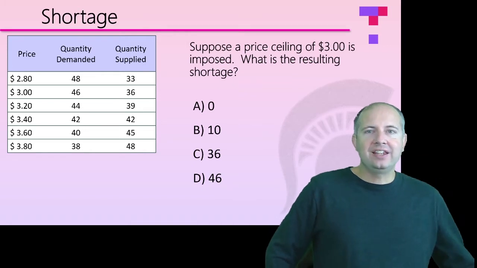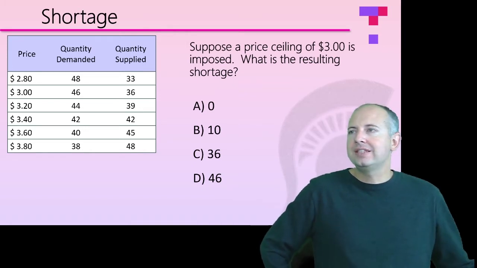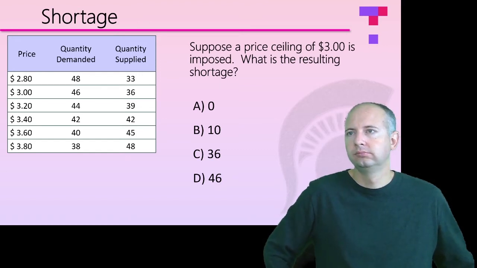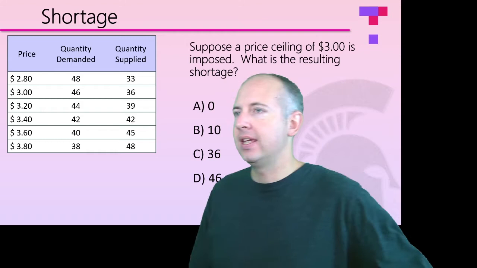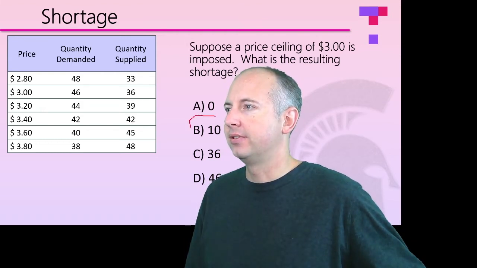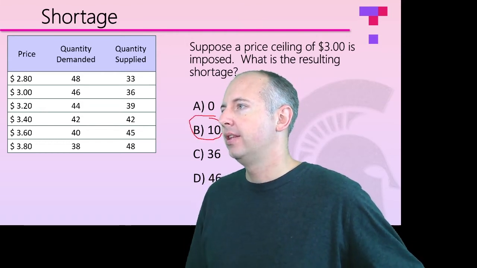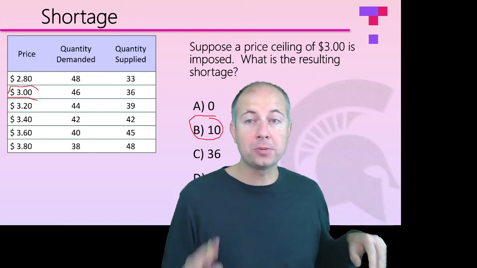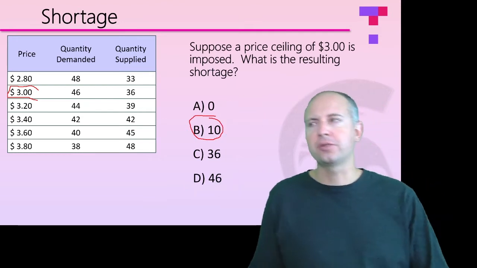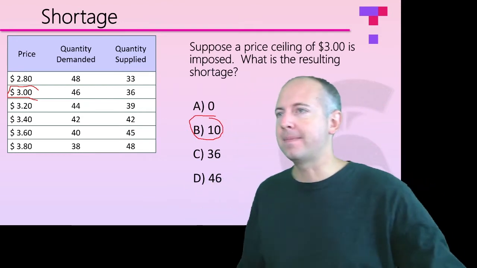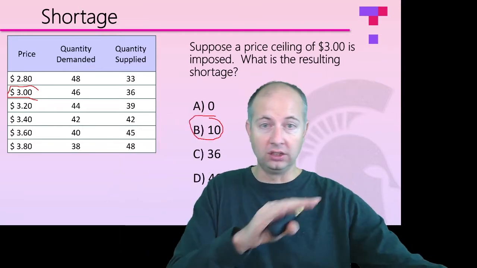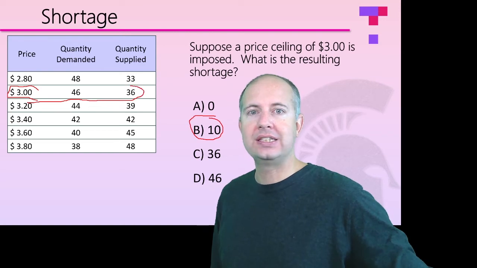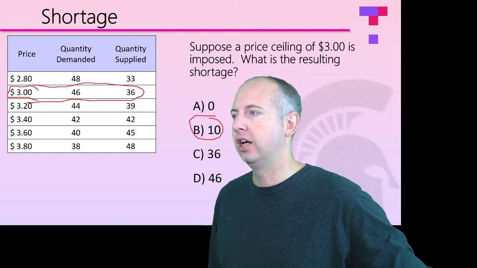Suppose a price ceiling of $3 is imposed. What is the resulting shortage? The answer here is B, 10 units. Because if we look at the price ceiling of $3, well, the price wants to be $3.40. We're forcing it to be 3, which means we have a binding price ceiling. We're forcing it lower than the equilibrium price. 46 demanded, only 36 supplied, so we have a shortage of 10 units.